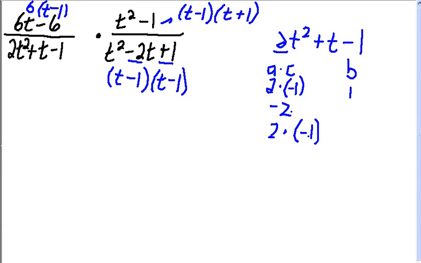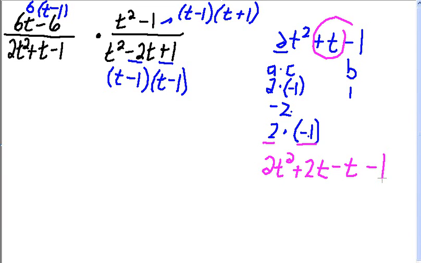So what I'm going to do in this case is rewrite my original 2t squared, and now in place of the t term, I'm going to replace it with plus 2t and minus t, minus 1. Notice I have not changed the problem at all. I just replaced plus t with 2t minus t. Now I can use the grouping method. I'm going to group the first two things together and the second two things together. And then I want to pull out whatever I can.